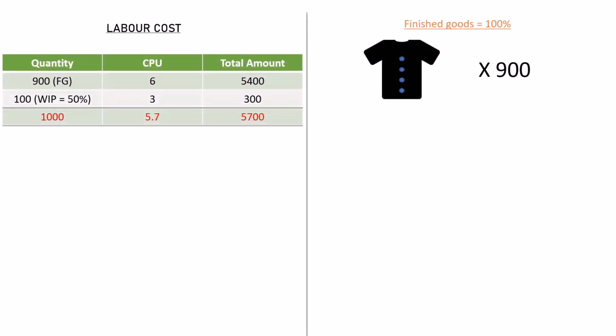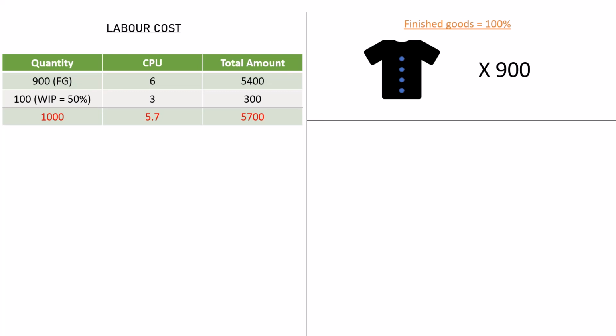Next, we have labor cost. The quantity is the same, 900 units of finished goods and 100 units of work in progress. But the degree of completion is 50%. Cost per unit is given as rupees 6. So as work on finished goods is 100%, we will multiply quantity 900 with the cost per unit of rupees 6 to get an amount of 5400.